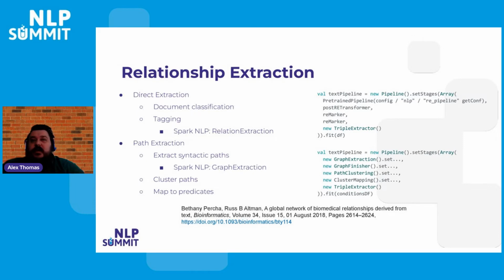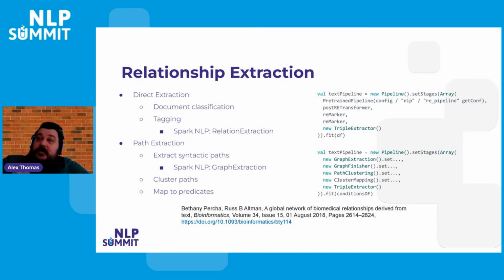Now those two have pros and cons to them. With document classification, you can get relationships that are claimed over a long distance in the document. Perhaps a disease is mentioned in one paragraph and then multiple paragraphs later, that disease is referred to and establishes a relationship to a gene, but the two may never have actually co-occurred in the same sentence. Tagging, on the other hand, won't be able to find those long distance relationships.